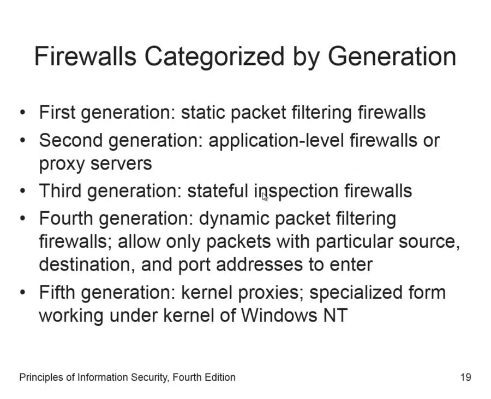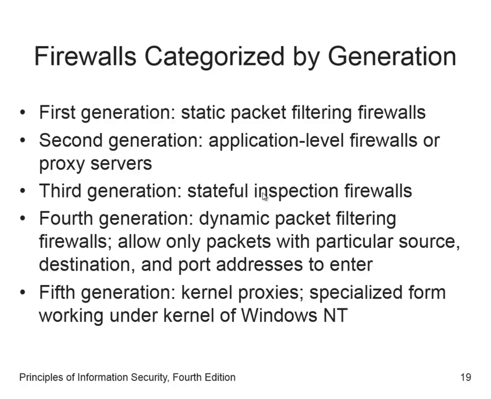The first generation firewalls are static packet filtering firewalls, simple networking devices that filter packets according to their headers as the packets travel to and from the organization's networks. The second generation firewalls are application level firewalls or proxy servers, dedicated systems that are separate from the filtering routers and that provide intermediate services for requesters.